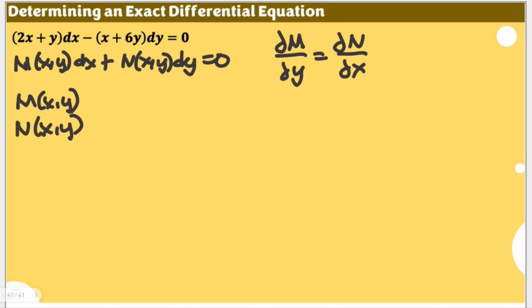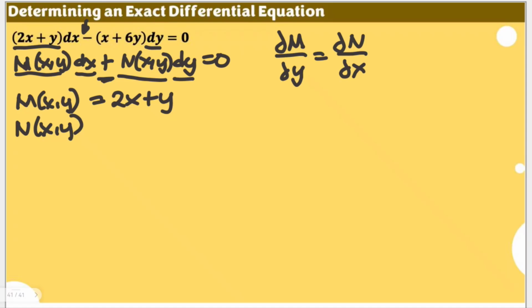Of course, our M(x,y), the function, is beside or paired with the dx, and that would mean this function here, this is 2x plus y. Now for our N(x,y), it is the function paired with or multiplied with dy. But let's not forget that our given general form here is plus. Take note of this minus here. This is one of the common mistakes that we might do in determining which functions we need to write.